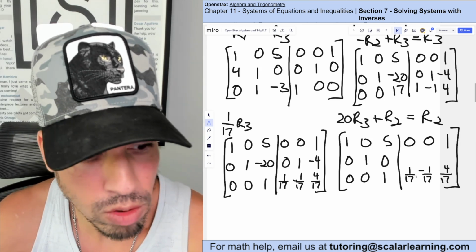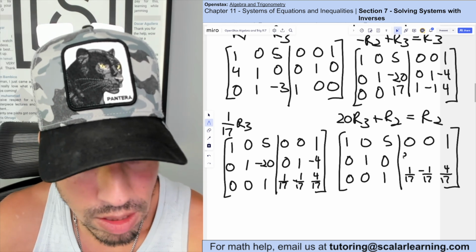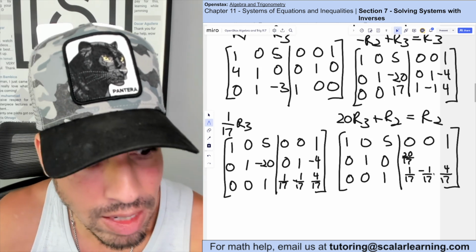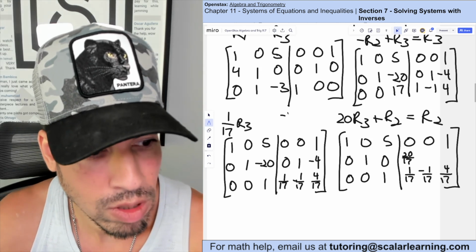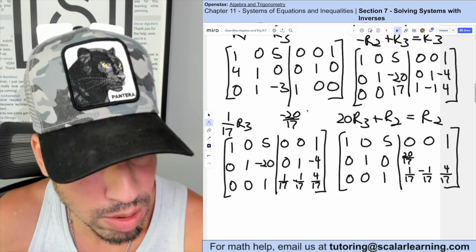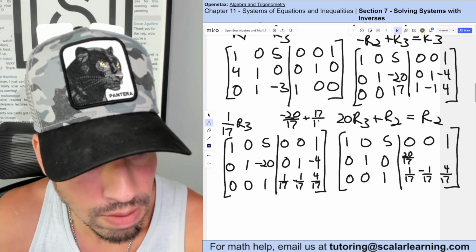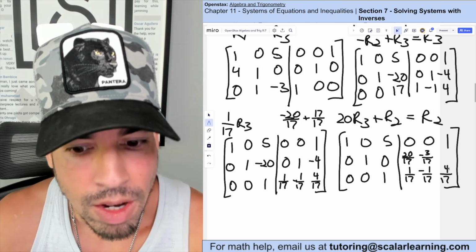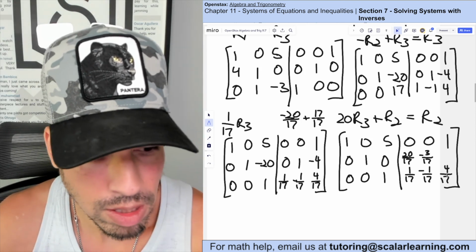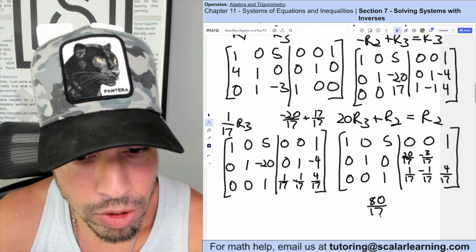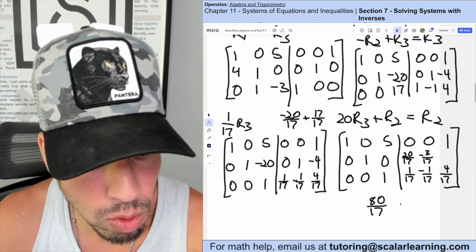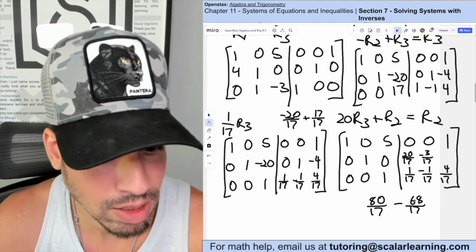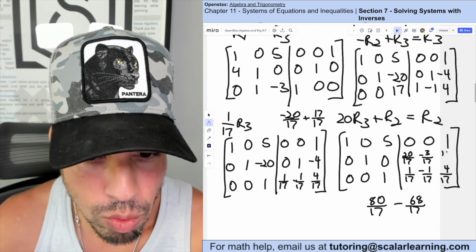So 20 times 1 over 17 is 20 over 17 plus 0 is 20 over 17. And then we got 20 times that is negative 20 over 17. So negative 20 over 17 plus that 1, which is positive 17 over 17, right? Gives us negative 3 over 17. And then we got 20 times this, which is 80 over 17, which we're adding to negative 4, which would be, what would that be? Negative 68 over 17, right? 4 times 17 is 68. And that would give us positive 12 over 17.